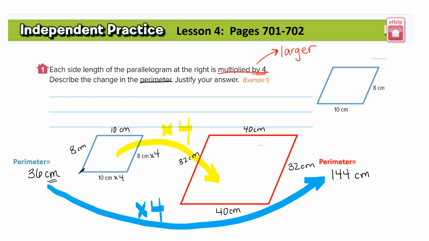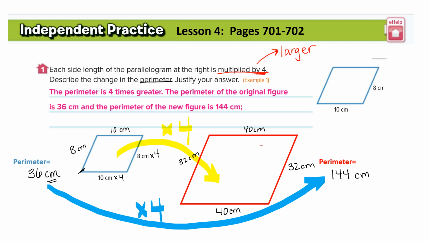So when you increase the size of each side by a factor of 4, that increases the perimeter also by a factor of 4. The perimeter is 4 times greater. The perimeter of the original figure is 36 centimeters, and the perimeter of the new figure is 144 centimeters. 144 centimeters divided by 36 centimeters equals 4.